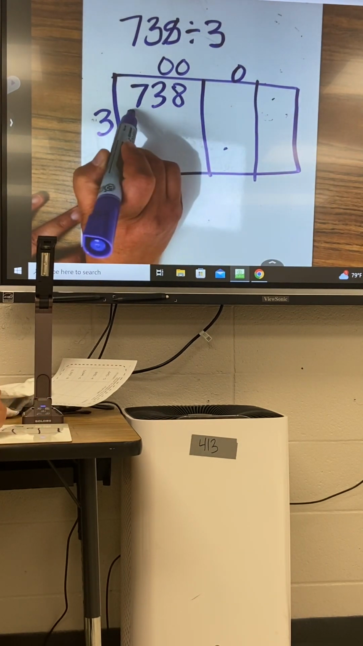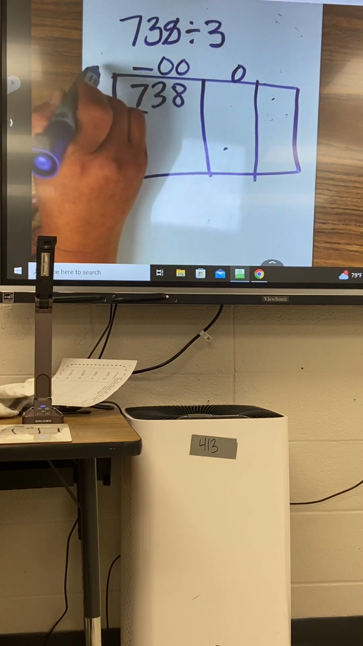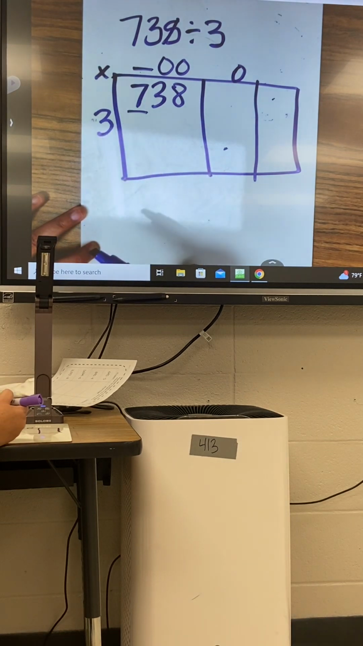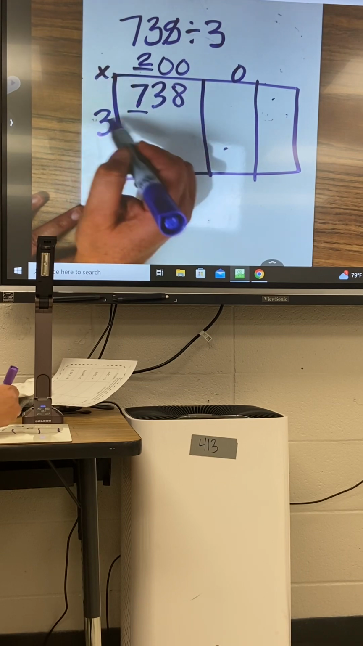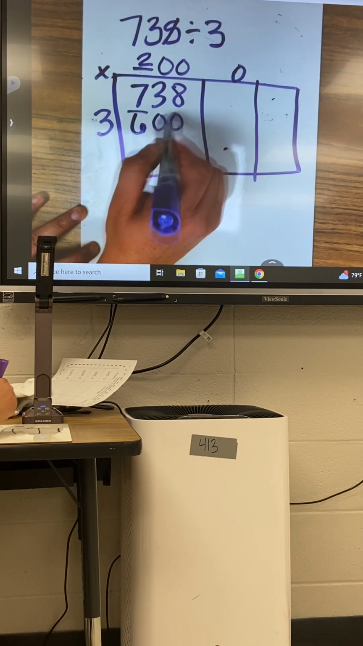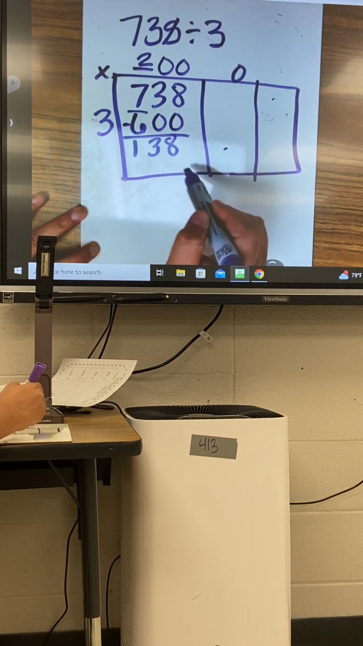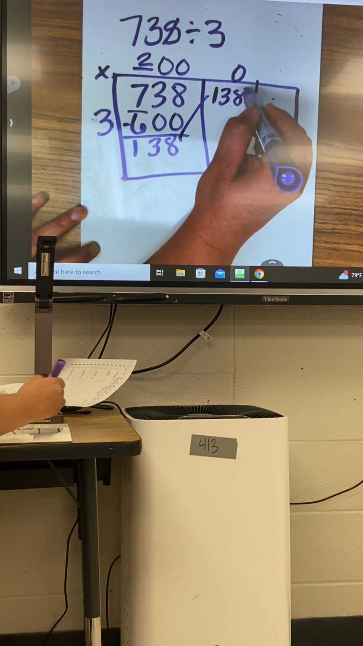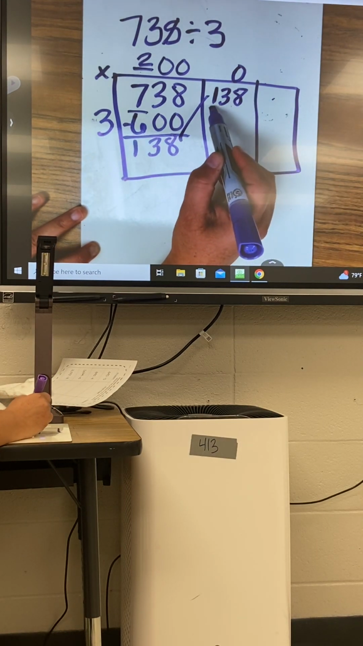So if we look, we have 7 hundreds, right? Just like in long division, what times 3 gets us closest to 7? Well, that's 2. So 200 times 3 is 600. That leaves us with 138. So I'm moving that 138 over here to my tens. All right, I'm grouping this together.